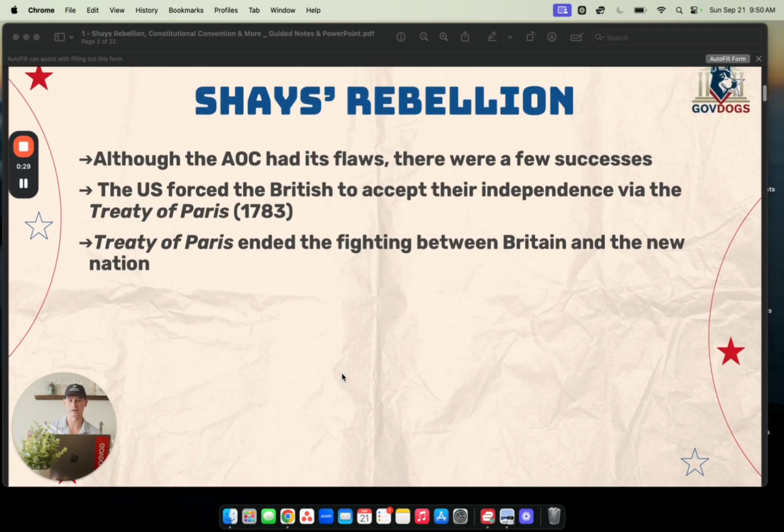So Shays Rebellion highlights the flaws of the Articles of Confederation better than any event in American history, right? So we talked about some of the successes in the Northwest Ordinance and the Ordinance of 1785. Another success was the U.S. forcing the British to accept their new independence. This is the Treaty of Paris in 1783. All right, and this formally ends the fighting between Britain and the new nation for the time being. So if you know your history, we do have a couple of skirmishes with England moving forward.